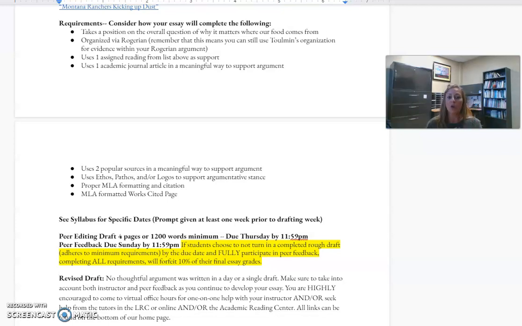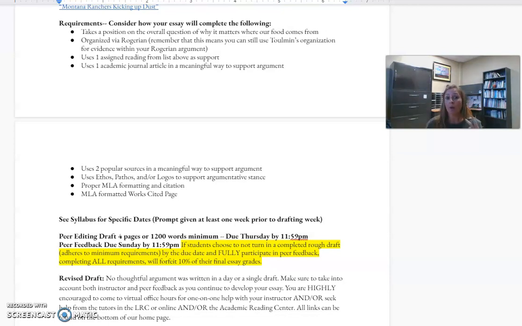You're going to use 1 assigned reading from the list. Then you're going to have 1 academic scholarly journal. So remember that a scholarly journal is like a magazine that scholars publish their articles within. So you are going to need to use the library's databases, basically utilizing what you learn in the library workshop to find a source that is peer reviewed from there.